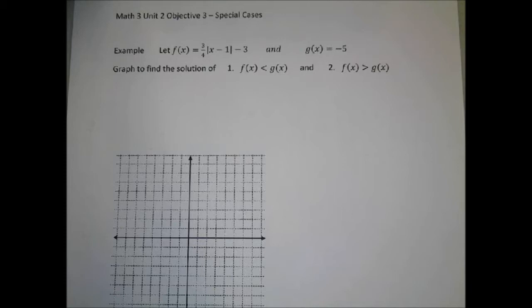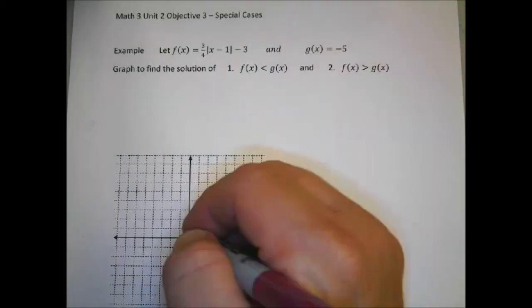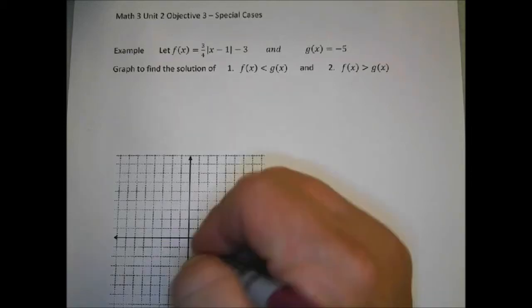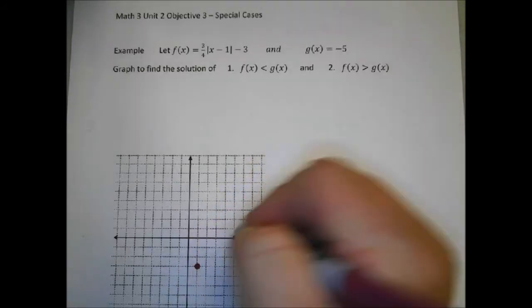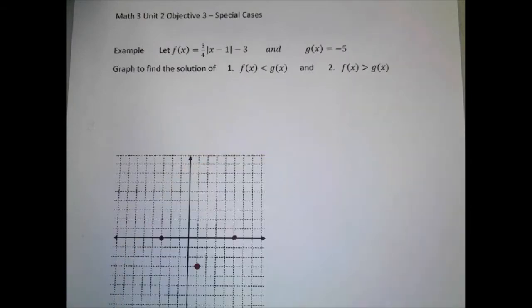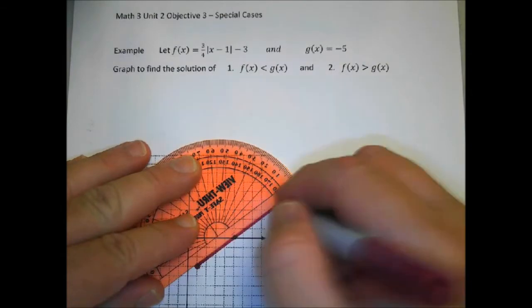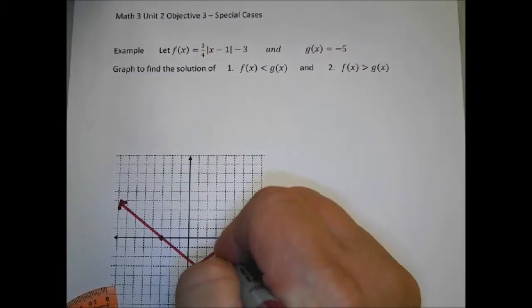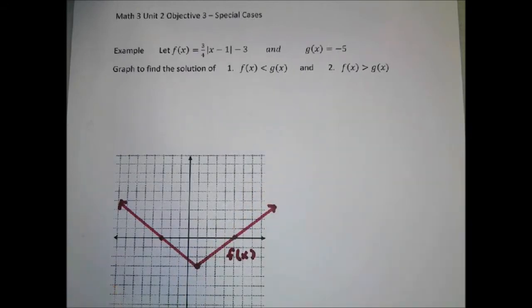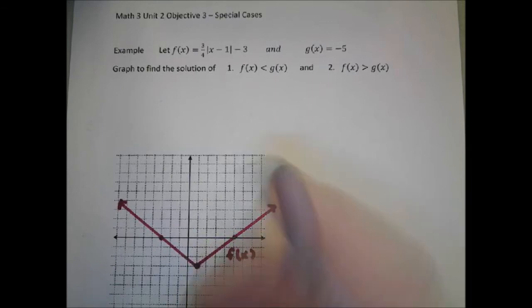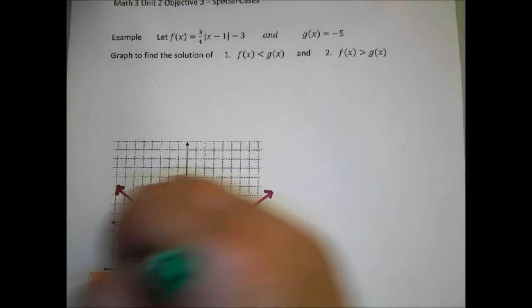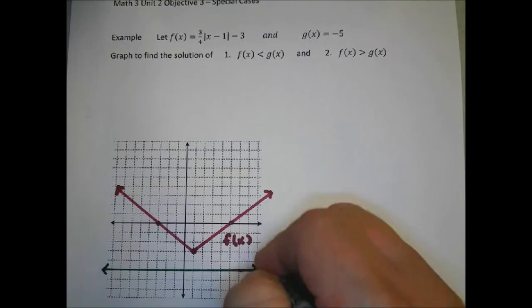F of x is an absolute value graph with a vertex at +1, -3, with a slope of up 3/4. So there's my f of x graph. Now my g of x function is -5. G of x equals -5, which is a constant, which is a horizontal line that simply goes through y equals -5. So there's my g of x function.